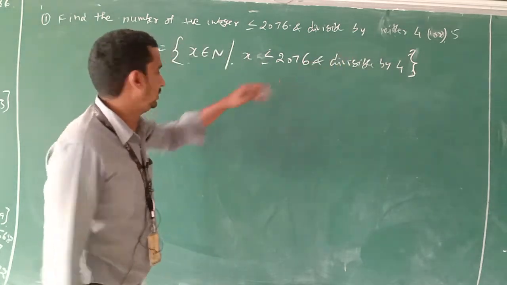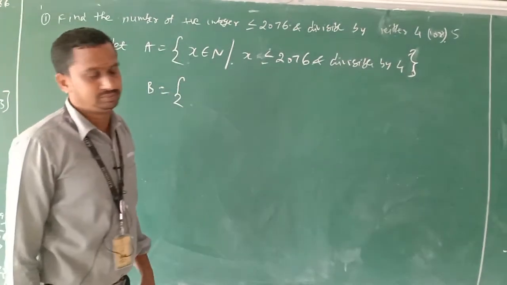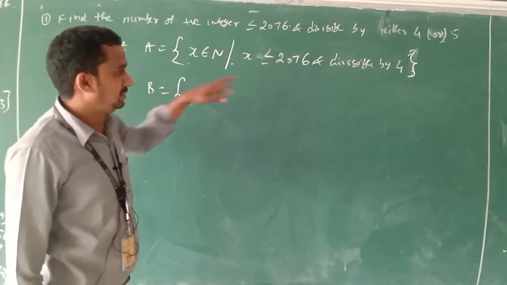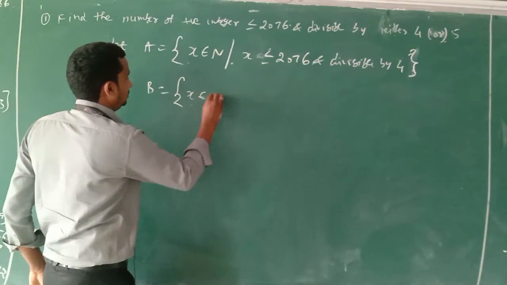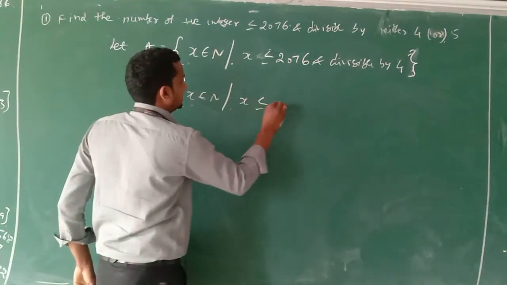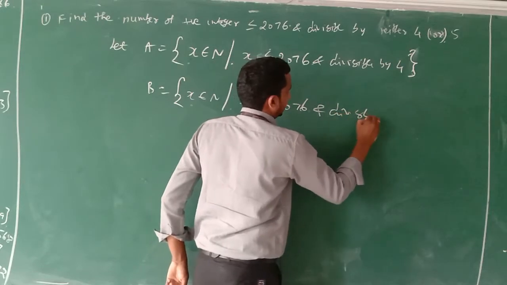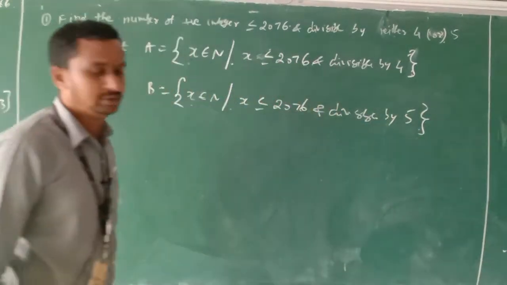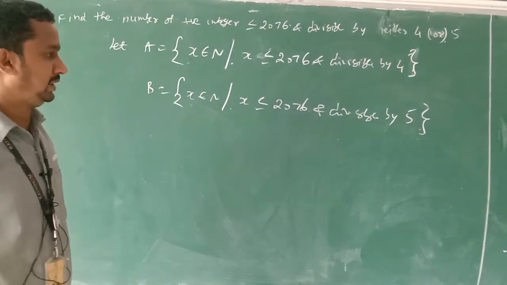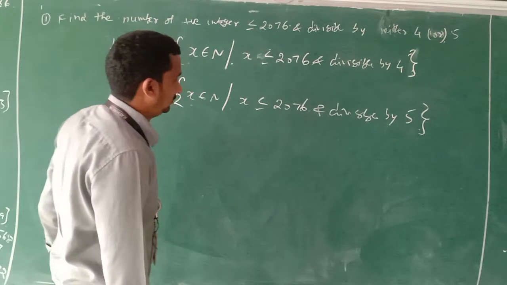Now come to the second one. Let B equal the same but divisible by 5. So write it as: let x belong to N such that x is less than or equal to 2076 and divisible by 5. Now applying the inclusion principle, that is a basic concept of probability.